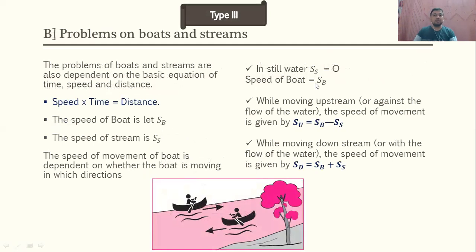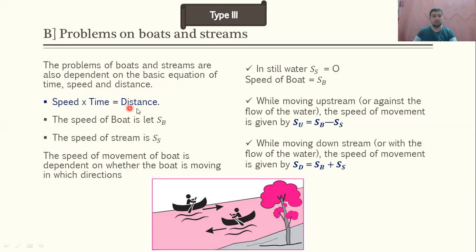Next, this is the third concept, which is also very important. That is the problem based on boats and stream. Problems based on boats and stream. Let us see first theory and then we will see the formulas and example. The problems of boats and streams are also dependent on the basic equation of time, speed and distance.